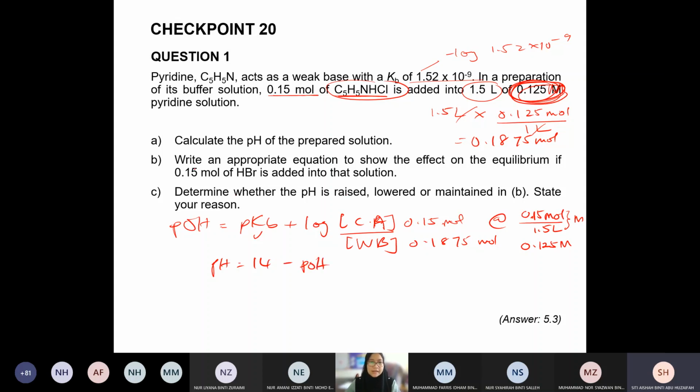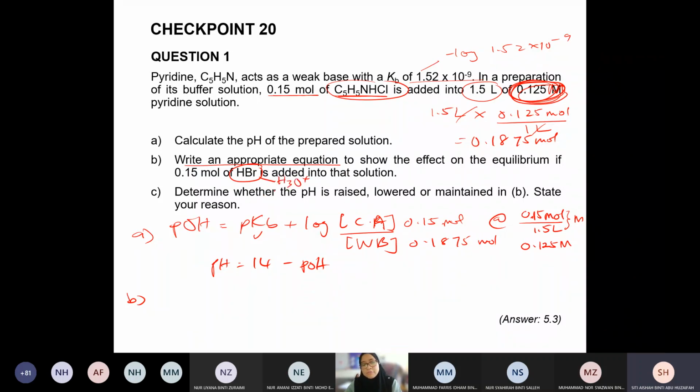How about B? Write an appropriate equation to show the effect on the equilibrium if 0.15 mole of HBr is added into that solution. Soalan tanya apa ni? An appropriate equation to show the effect. Appropriate equation je lah kan? Okay, so HBr is added into the solution. So HBr is an acid. Memanglah selalu kita guna HCl kan? Tapi HBr is also a strong acid. It also supplies H3O+.